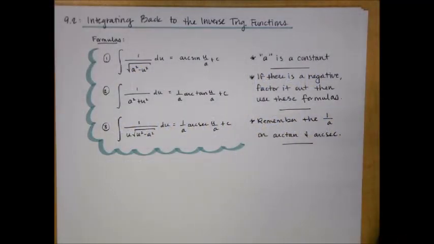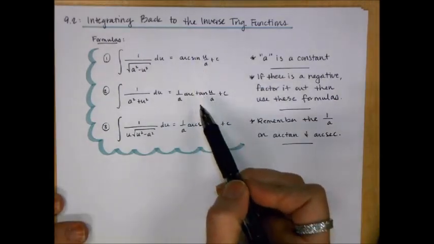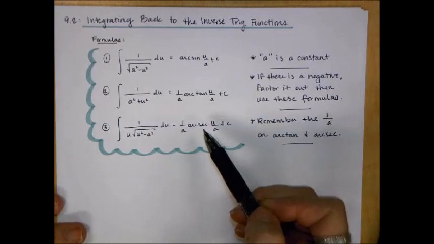These are notes for AP Calculus AB. This is 9.2, and we'll be integrating back to the inverse trig functions. So there's 3 formulas here that you'll need, just like 3 from yesterday. Each one is integrating back to either inverse sine, tangent, or secant.